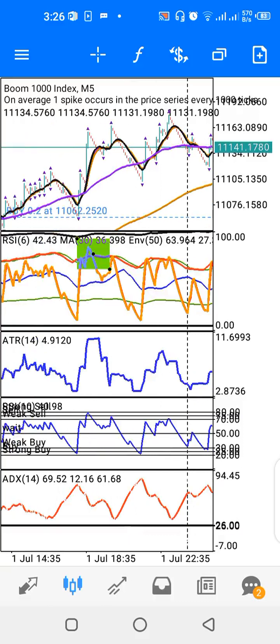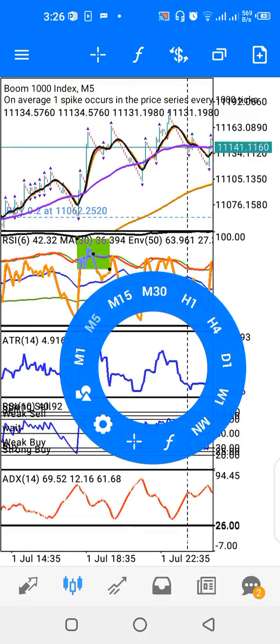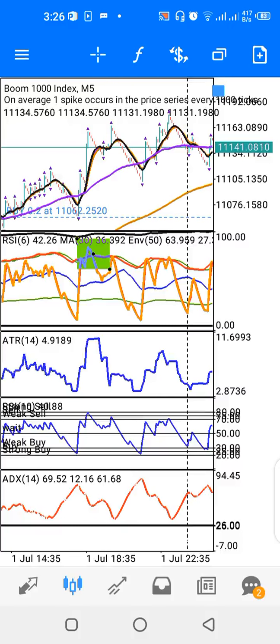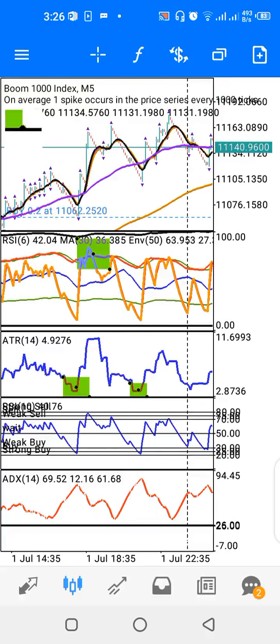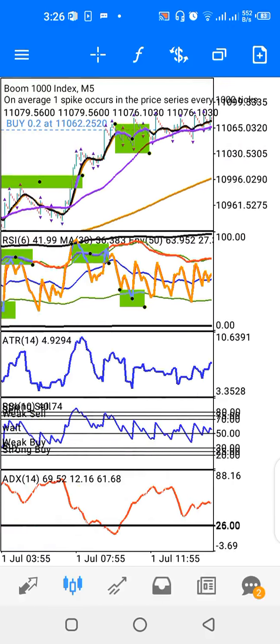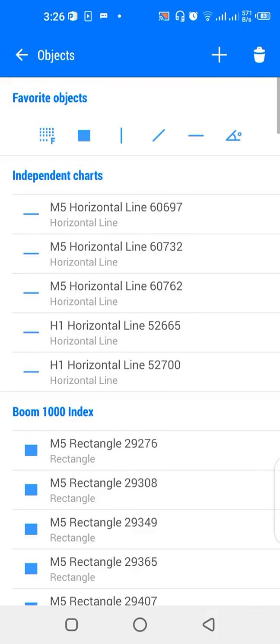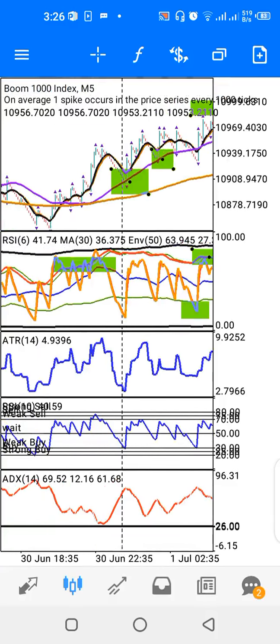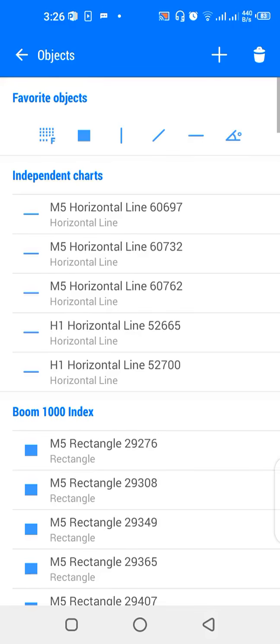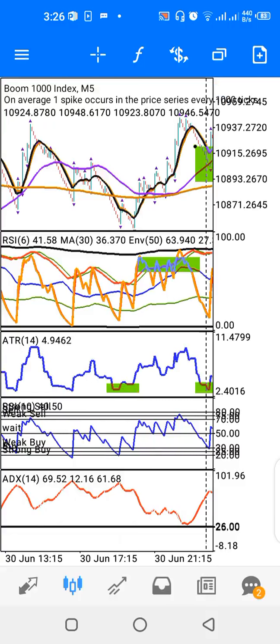Now going to indicator window 2, where we have the ATR. When the ATR forms a bottom, that's your buy signal. Wherever you see the ATR line bottoming out, that's a buy signal.